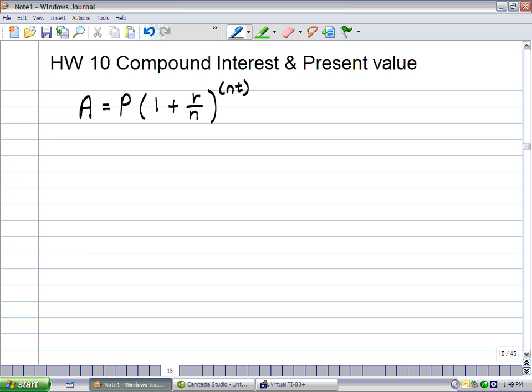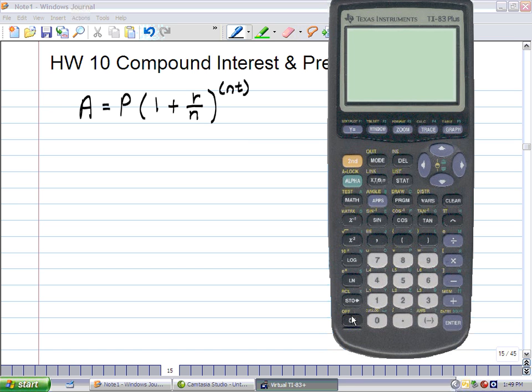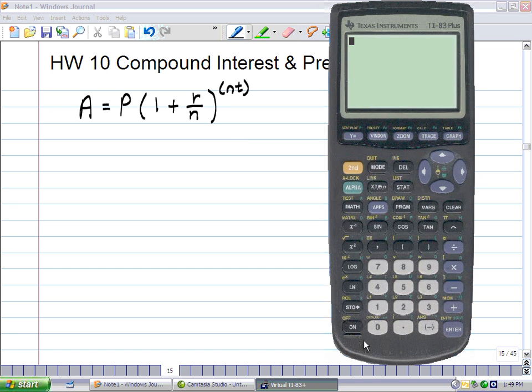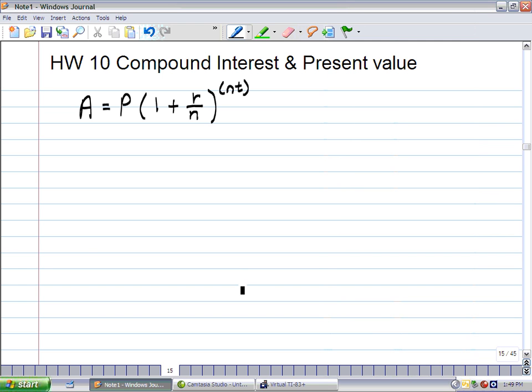Sometimes this NT is going to be very large, so you need to have a calculator that has an exponent key on it. You don't need to have a graphing calculator like I have, but if you have a calculator similar, you can use this one. It needs to have this little key. This is called the caret key. That's the exponent key, or an x to the y, or a y to the x key. These are the typical exponent keys on calculators.